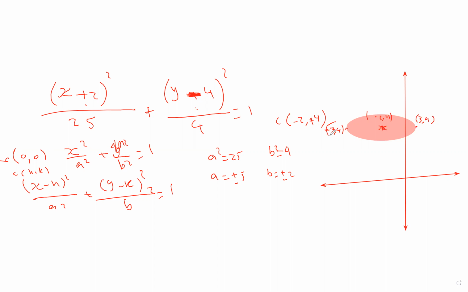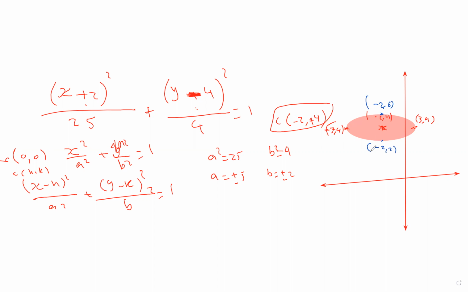So the center is (−2, −4), and these points will be (3, −4) and (−7, −4), and for the other points on the y-axis, b equals 2, so we can add 2 here. It will be (−2, −2) and (−2, −6). It's okay?